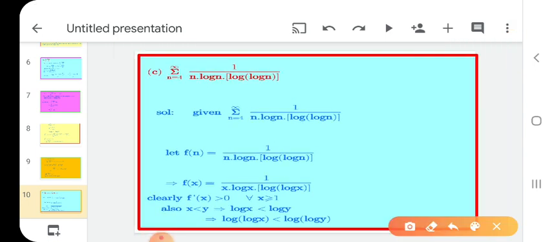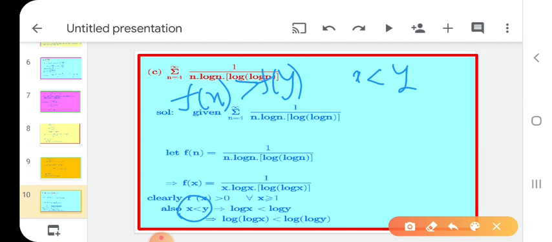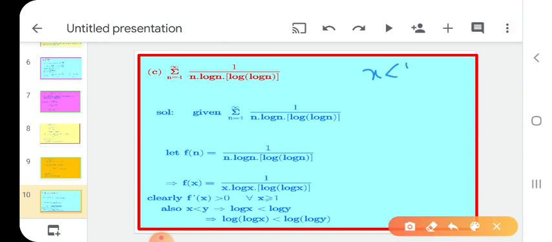That means f of x has all non-negative terms. Now I show whether it is increasing or decreasing. Let x less than y. First I take x less than y. What do we have to show? Decreasing means f of x is greater than f of y. We have to show that if x less than y, then f of x is greater than f of y for decreasing.